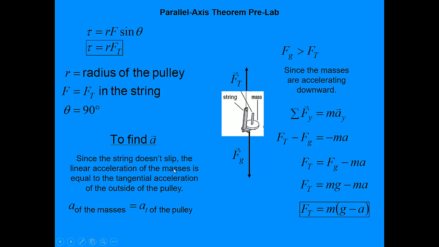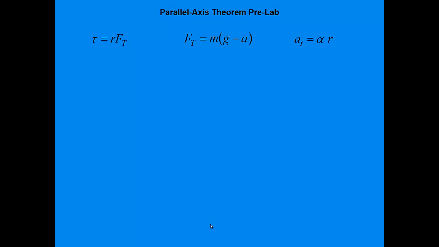And we know how to calculate the tangential acceleration of the outside of the pulley. It is alpha r. This is an alpha, these are a's, right? Where r is the radius of the pulley. So, we measure the angular acceleration using the rotary motion sensor. We can calculate the tangential acceleration of the outside of the pulley, which is the linear acceleration of the hanging masses. We take that, we can calculate the force of tension in the string. We take that, we can find the torque. So this goes in here, this goes in here.